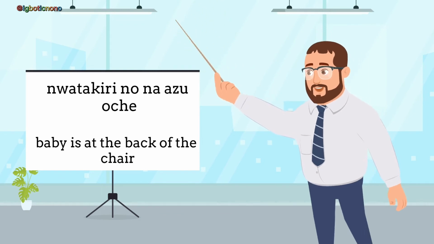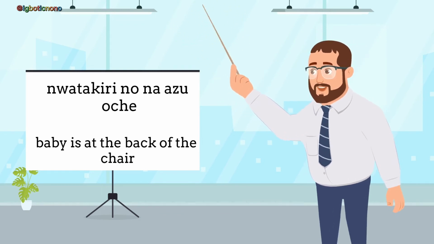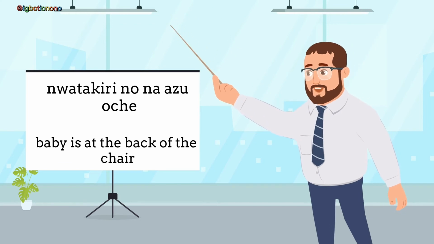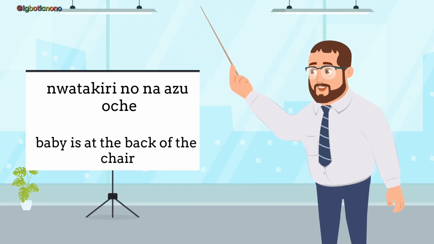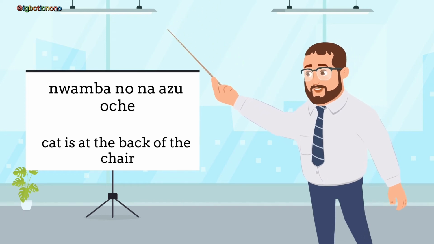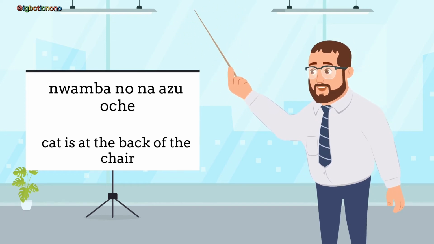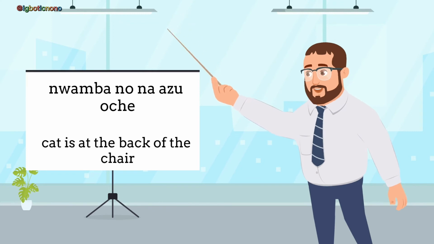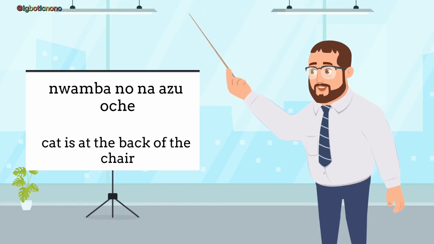Nwamba nọ na azụ oche. Cat is at the back of the chair. Nwamba nọ na azụ oche. Cat is at the back of the chair.